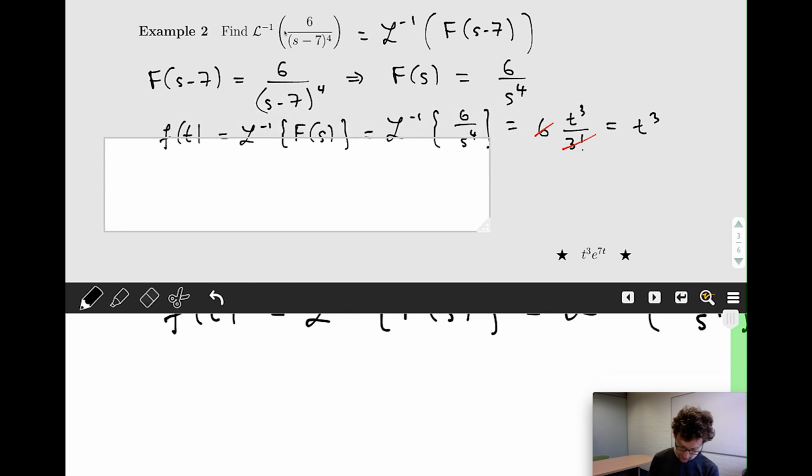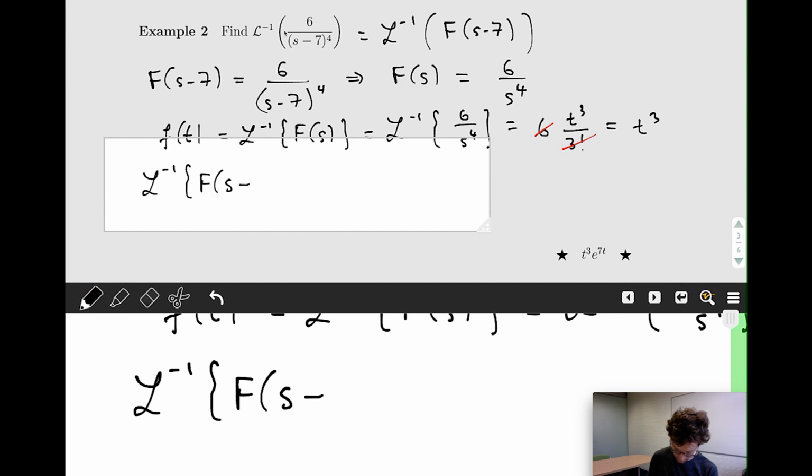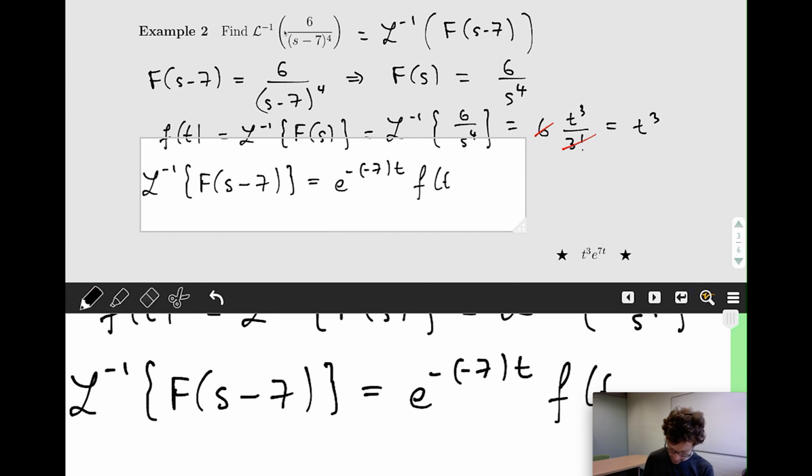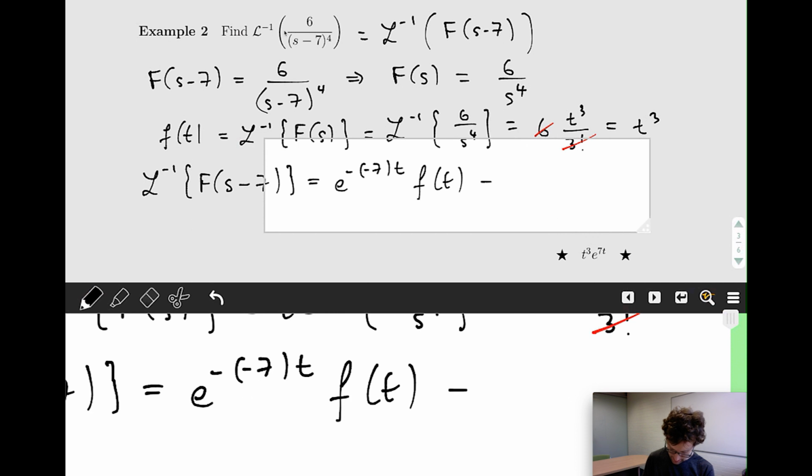Now what's the inverse Laplace transform of the shifted function? So to do that, what I'm going to have to do is multiply now by e to the minus the shift times t. And that's going to be multiplied by f of t. So what I'll get is e to the 7t times t cubed.